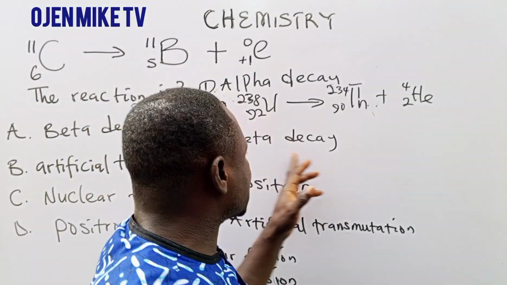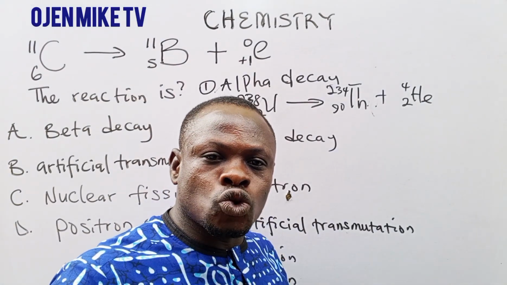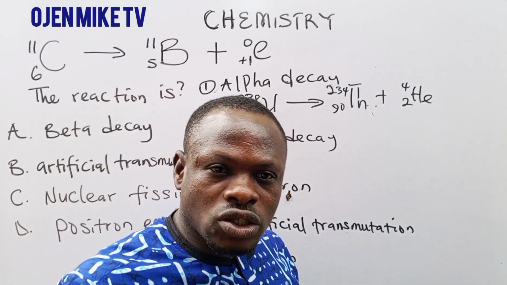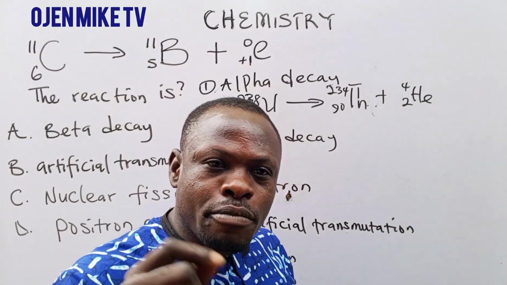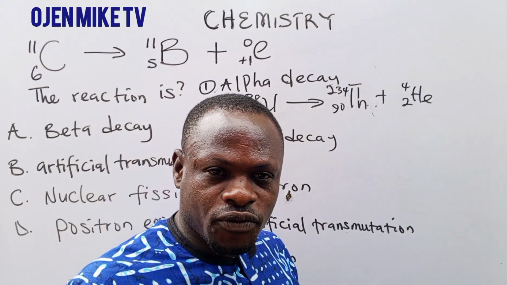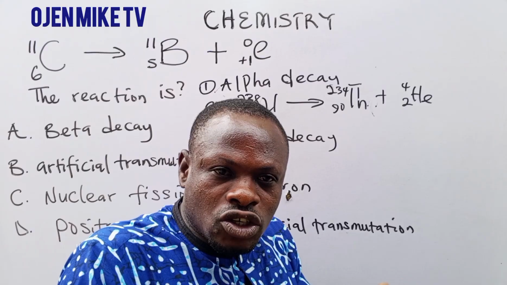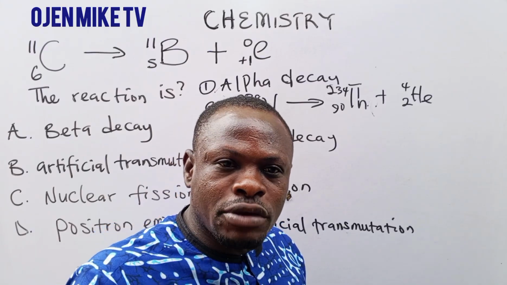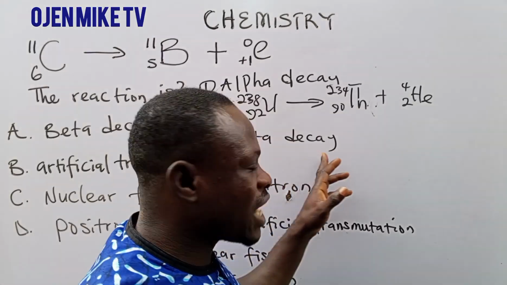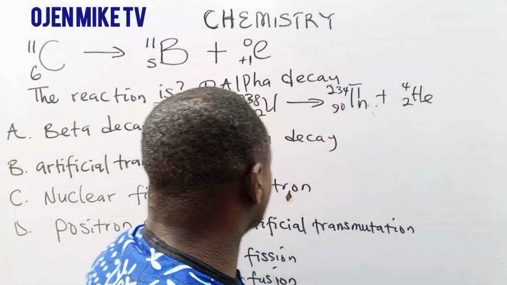Now let's go to beta decay. A beta decay is when a neutron in the nucleus is converted or changes to a proton, emitting an electron. Are you following? When a neutron in the nucleus is converted into a proton, emitting an electron, that is what we call a beta decay. And look at the equation.